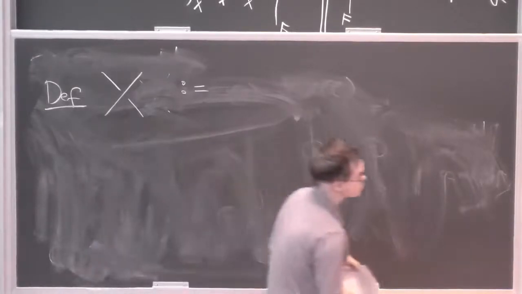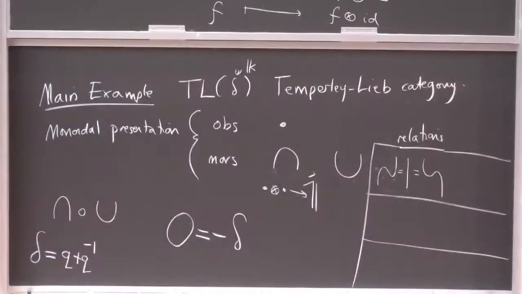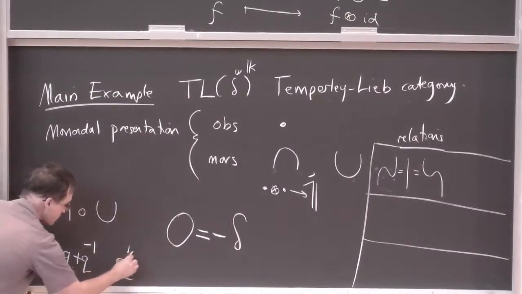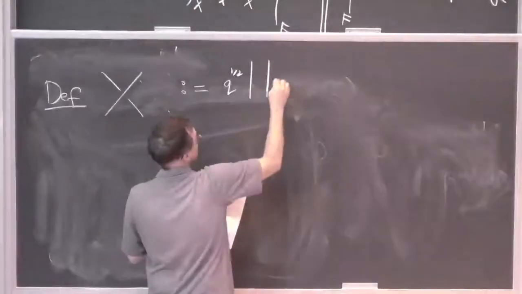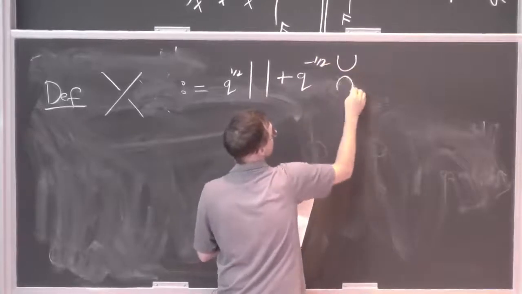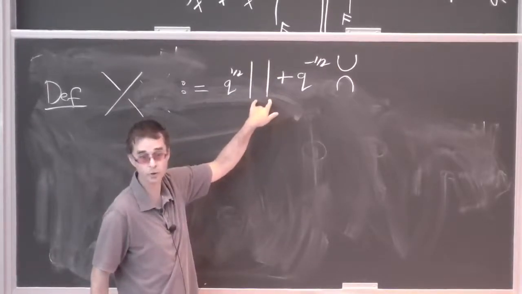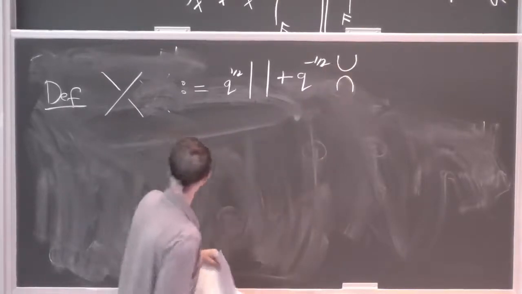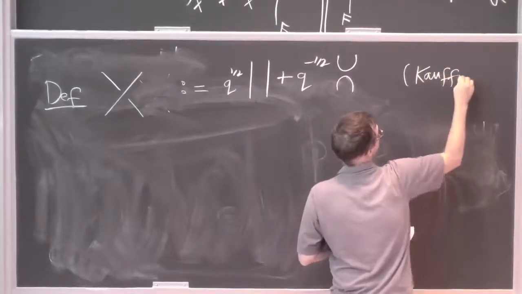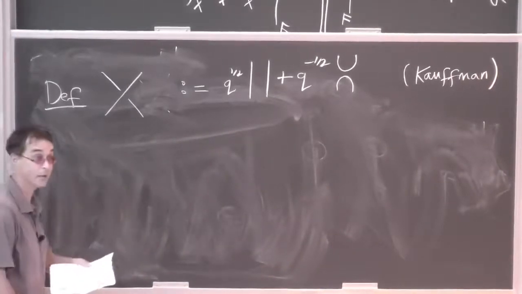I'm going to assume from now on that delta is q plus q inverse for some other scalar q, and that q has a square root in our ground field. So always delta is q plus q inverse. I'm going to define this to be the square root of q times that plus q to the minus a half times that. This is the identity morphism from dot tensor dot to dot tensor dot, whereas this is cup composed with cap. So this definition looks crazy. It's due to Kauffman. And maybe it'll go a little way to say why anyone would care.